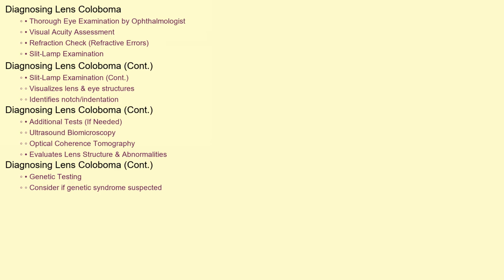Diagnosing coloboma of the lens typically involves a thorough eye examination by an ophthalmologist. This includes assessing visual acuity, checking for refractive errors, and performing a slit lamp examination to visualize the lens and other eye structures. The slit lamp allows the doctor to see the notch or indentation in the lens characteristic of coloboma. Additional tests, such as ultrasound biomicroscopy or optical coherence tomography, may be used to further evaluate the lens structure and any associated abnormalities. Genetic testing might be considered if there is suspicion of an underlying genetic syndrome.